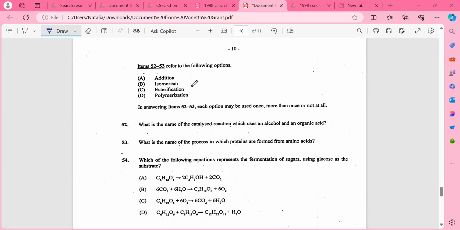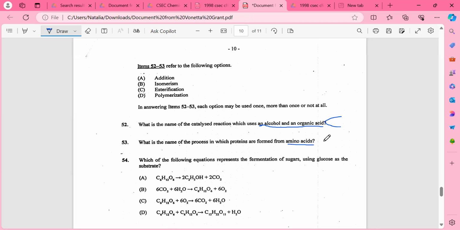So we have addition, isomerism, esterification, polymerization. We're going to use it to answer 52 and 53. What is the name of the catalyzed reaction which uses alcohol and organic acid? So that's an esterification reaction. So that's C.